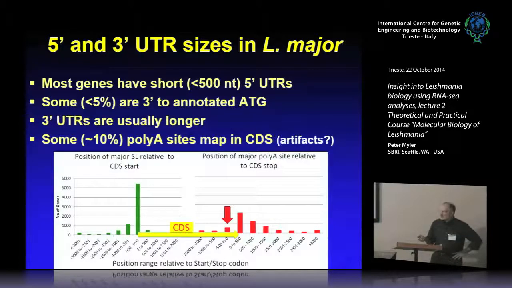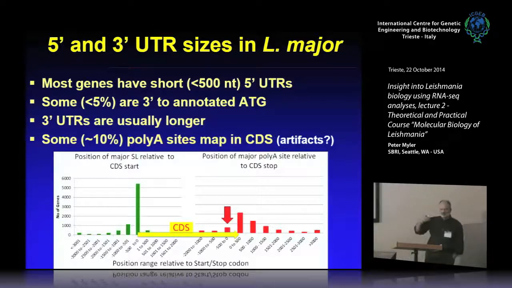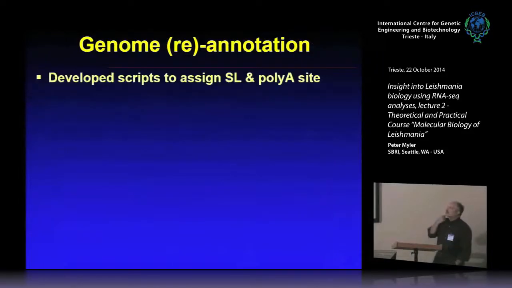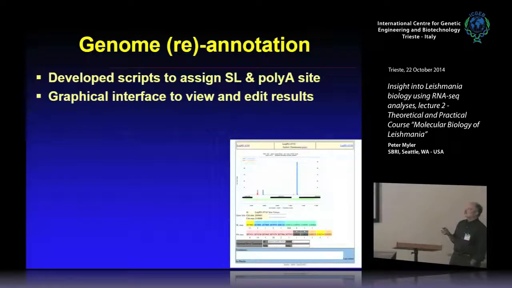But there is some evidence that in a number of cases you can get polyA sites before the end of the CDS. And obviously that messenger RNA is not going to be translated, so it's probably starting to be degraded. So we can use this information to start to re-annotate the genome. One of the things that we did in L. major when we first got this data is we developed a set of scripts that would predict from the splice leader and the polyA sites where the splice leader site and the polyA site were for each gene.